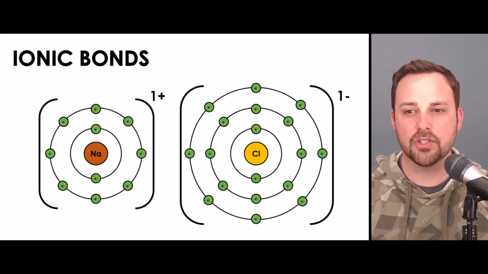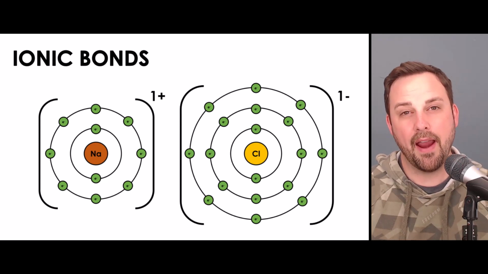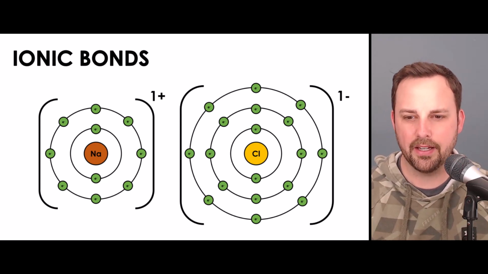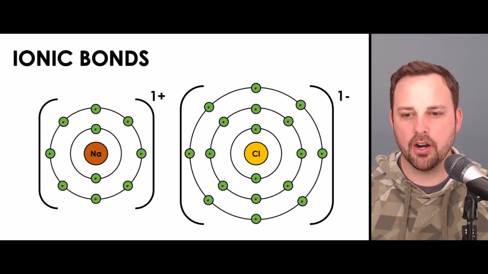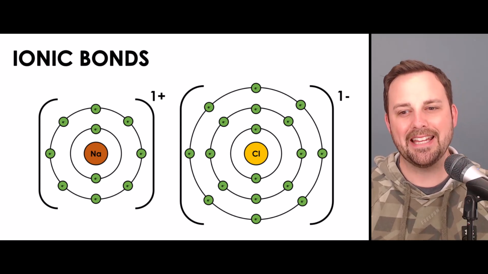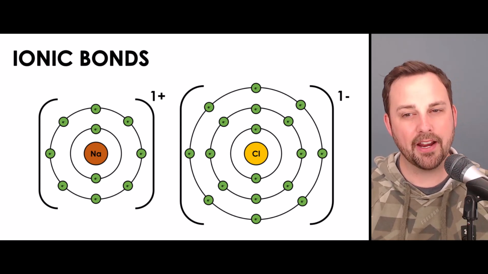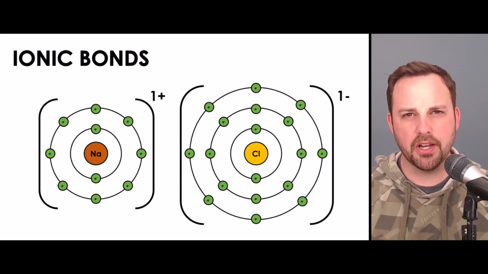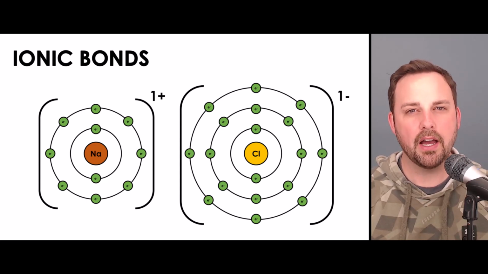The positive sodium ion is now attracted to the negative electric field of the chlorine atom. So unlike covalent bonding, these atoms are not bound together by shared electrons. Instead, they are bound together by the attraction of their electric charges. So that's an introduction and overview to ionic bonding.